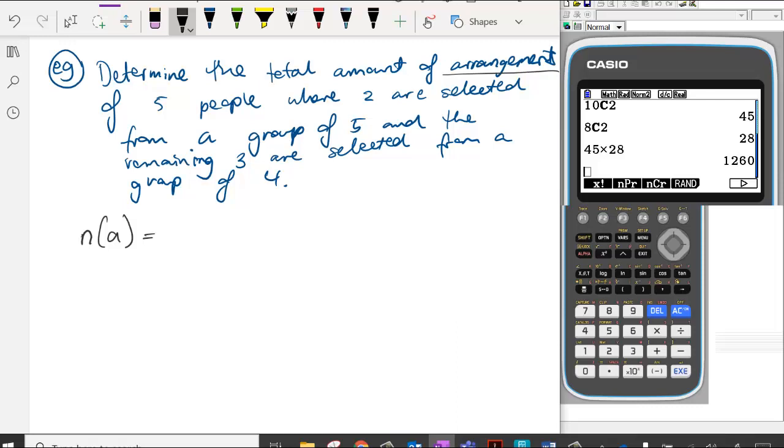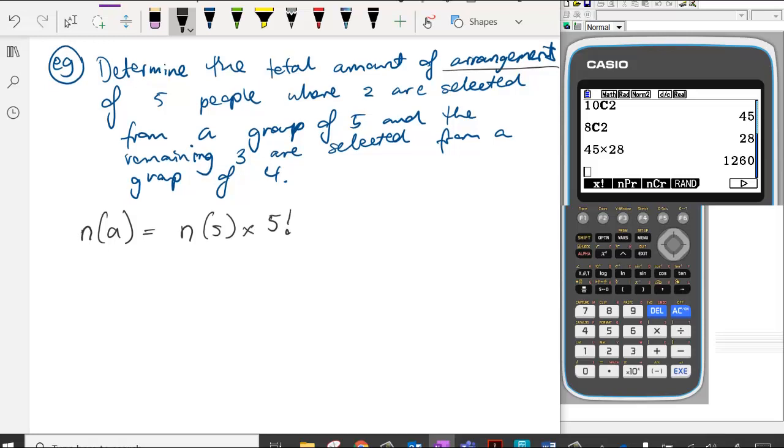So this will mean that what we're looking for is the number of selections multiplied by 5 factorial. We're multiplying by 5 factorial because after we select those 5 people, we have to work out how many different ways we can arrange them. So for the selections, we've got 2 selected from 5. So we've got 5C2.